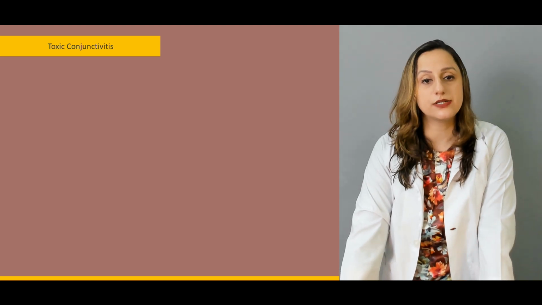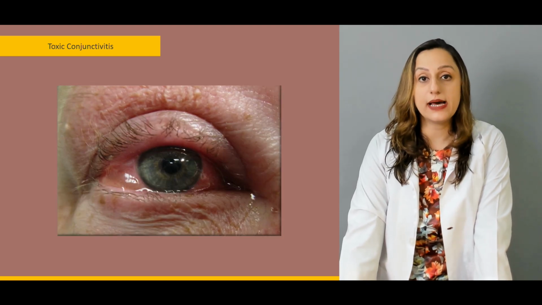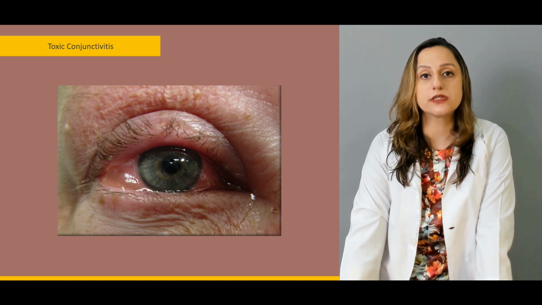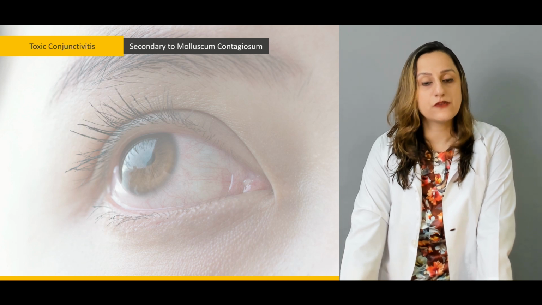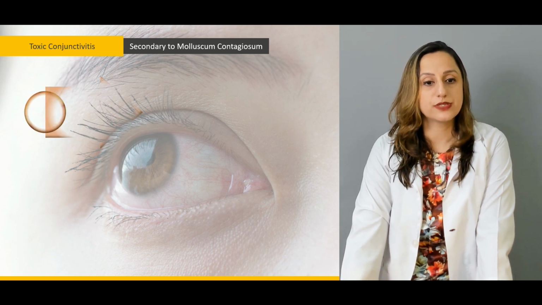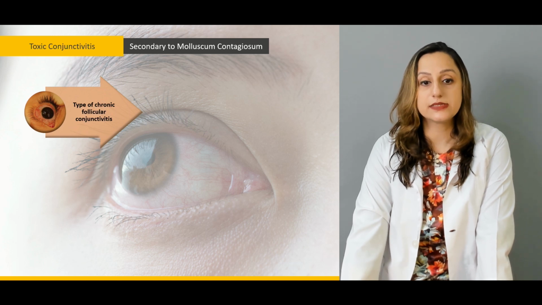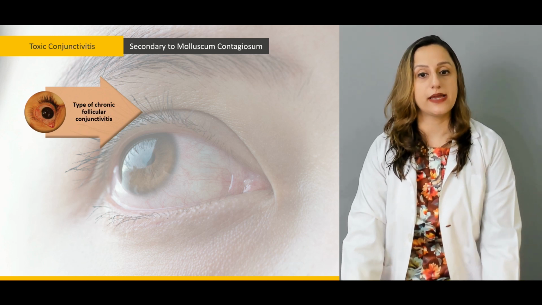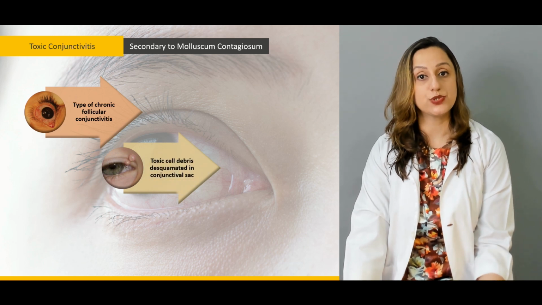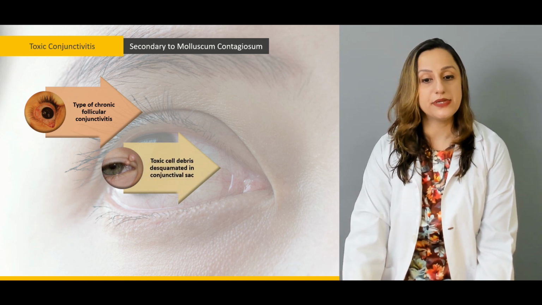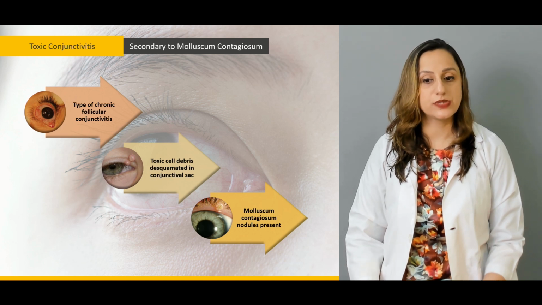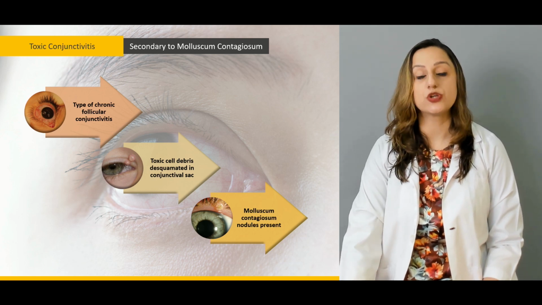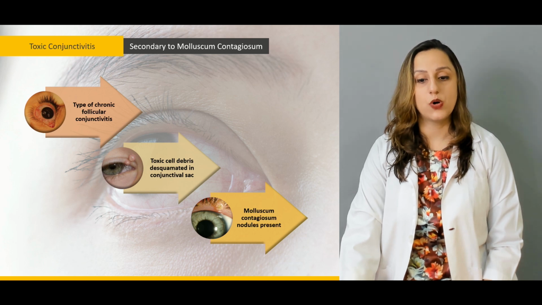These toxicities occur due to infections, as well as due to the use of certain kinds of drugs. It can occur due to infectious states like molluscum contagiosum. What happens is a type of chronic follicular conjunctivitis occurs due to this molluscum contagiosum, and the toxic cellular debris is disseminated into the conjunctival sac. And as it is further disseminated into this sac, the molluscum contagiosum nodules arise on the conjunctiva.